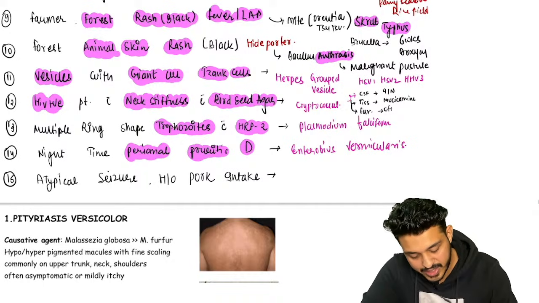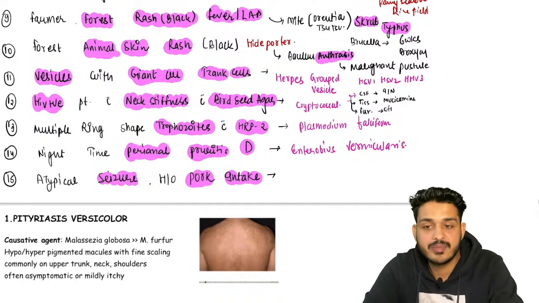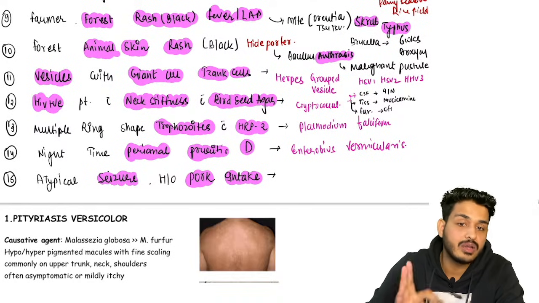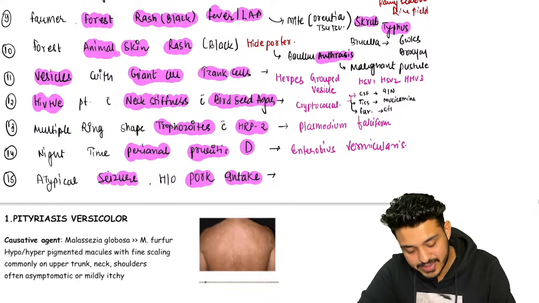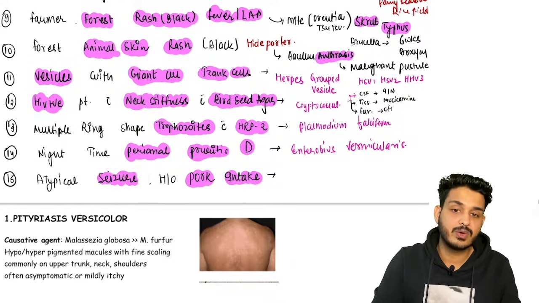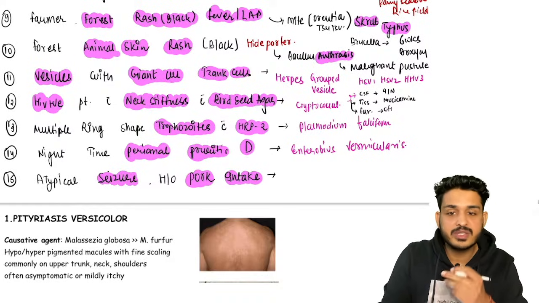And lastly, history of pork intake. If someone is eating pork and the patient starts to have what? Atypical seizure. Remember, seizure will always have a cause. Epilepsy will not have any cause. What is epilepsy and seizure? Seizure will always have a cause, like febrile seizure. Because of fever, the patient is having seizure.